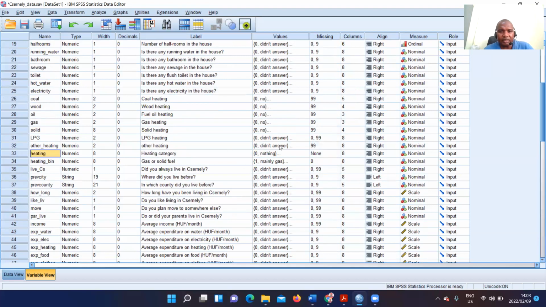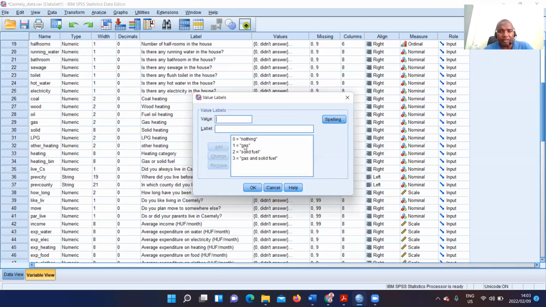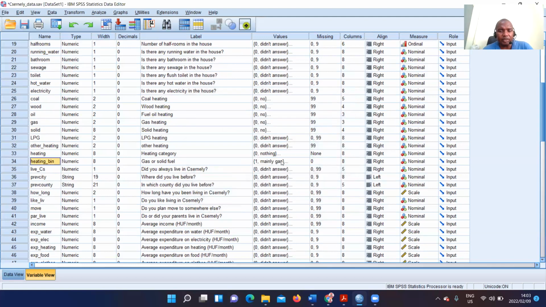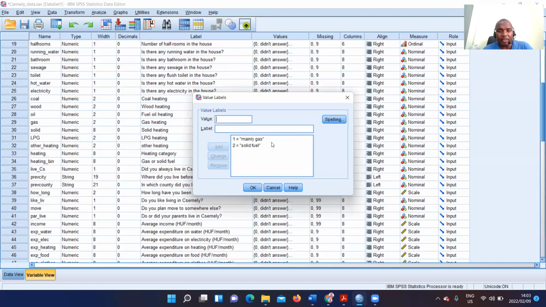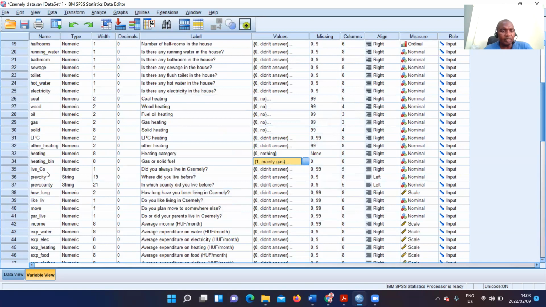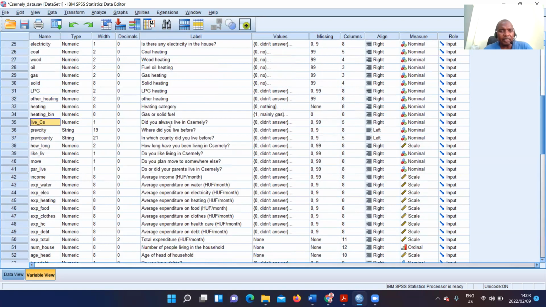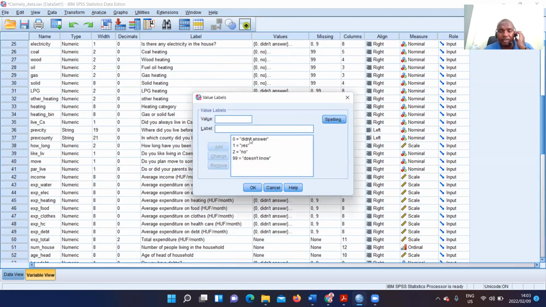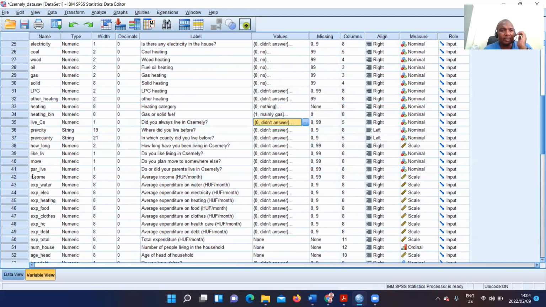And then heating, with 0 being nothing, 1 gas, 2 solid fuel, 3 being gas and solid fuel. And then heating being an option of mainly gas, number 2 being solid fuel. And then, do you live in Sandy? Did you always live in Sandy? With 0 being didn't answer, 1 being yes, 2 being no, 9 being doesn't know.